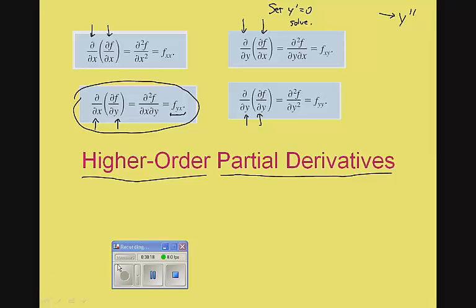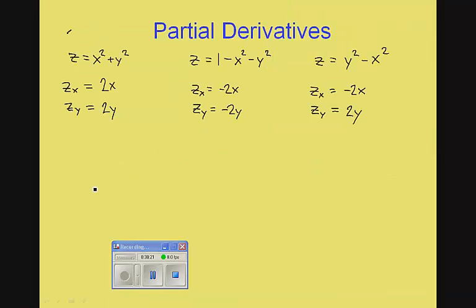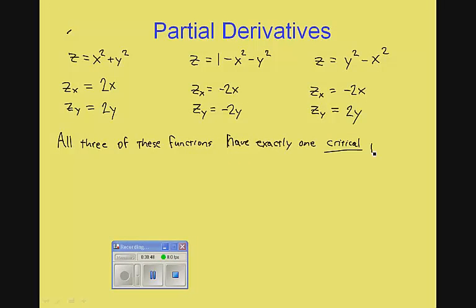All three of these functions have exactly one critical point, right? Critical point isn't even defined in the section we're covering today, but you know what it is, so I thought, let's show you. At where? 0, 0. That's the only way to get these partial derivatives equal to 0. Now we'll talk about more precisely what exactly I mean by a critical point.